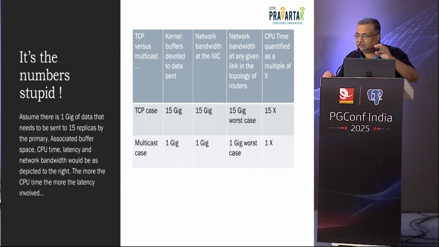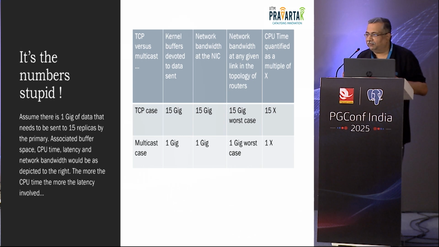So the 15 gig is the worst case there, right? And CPU time quantified, again, it's a multiple of 15, right? So now you look at how the multicast case is built up. The multicast case is built up 1 gig of data, that's about it.